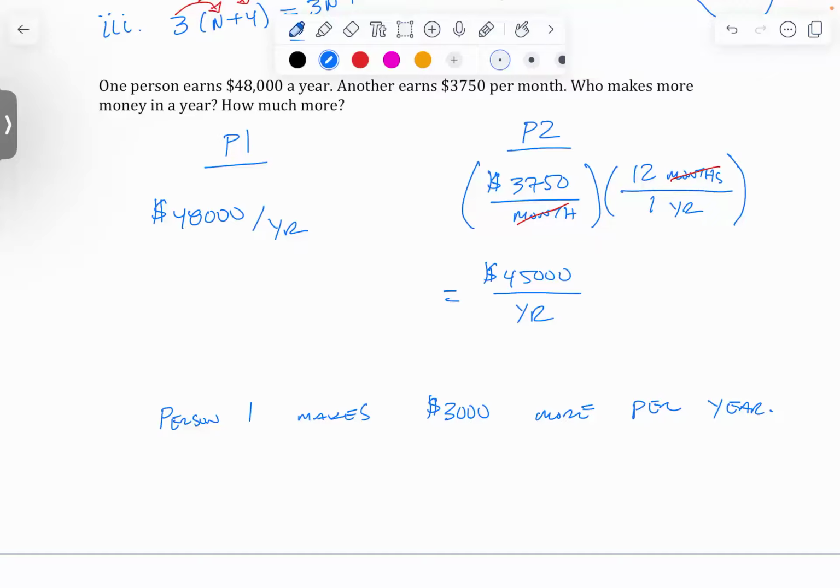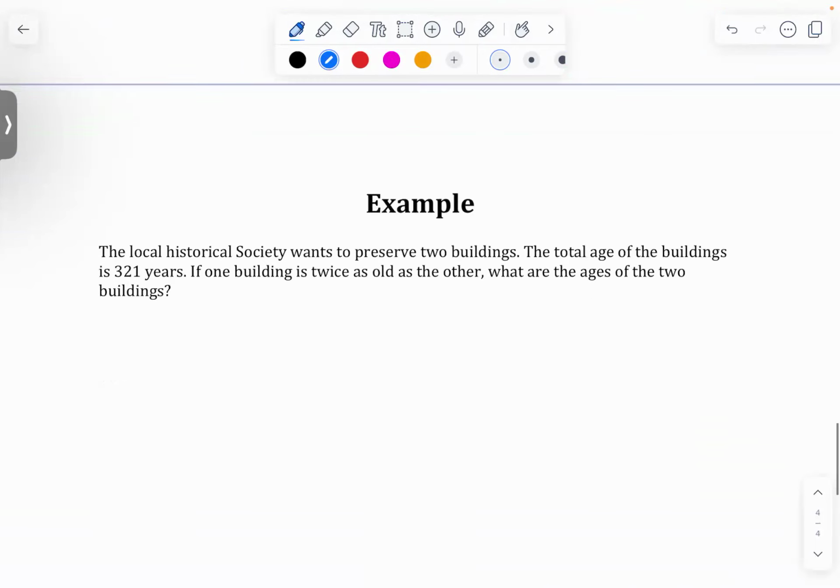So person one makes $3,000 more per year. But, all right, that unit for dimensional analysis is definitely what I wanted to emphasize.